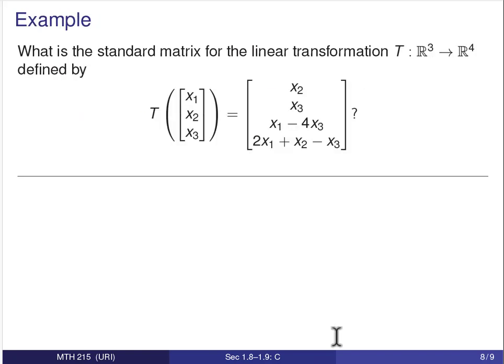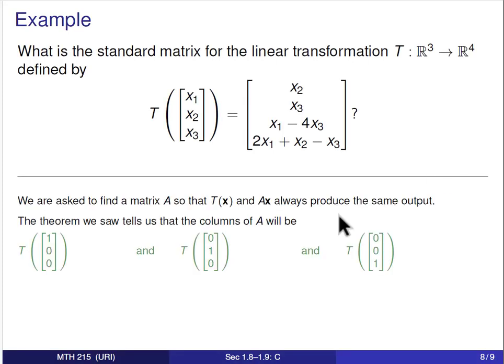Okay, let's take a look at a slightly different example. Here we're going to talk about a linear transformation going from R3 to R4. So our input will be a vector having 3 entries, and our output will be a vector having 4 entries. It's not shown, but I'll state, and you can trust me, that this is a linear transformation. And because it is a linear transformation, it should have a standard matrix. So what would we do to find that standard matrix?